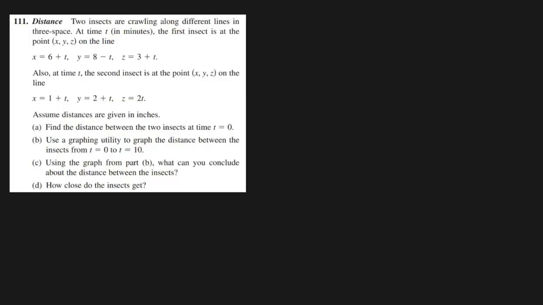So this is actually pretty straightforward. We're given parametric equations in t, and we're given the value of t that we need to plug in. So let's just find the points, right? So this is ant 1. Let's call it ant 1. Its location is going to be, if you just plug in 0, you can see it's going to be 6, 8, 3.